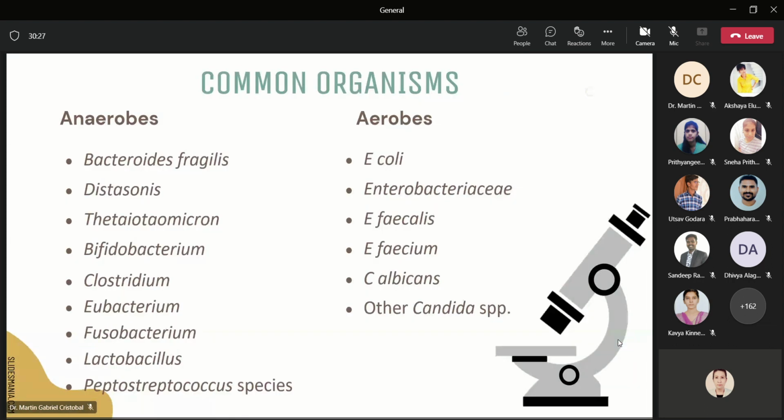So next are the common organisms. These are divided into anaerobes and aerobes. For the anaerobes, we have Bacteroides fragilis, Bacteroides distasonis, Bacteroides thetaiotaomicron, Bifidobacterium, Clostridium, Eubacterium, Fusobacterium, Lactobacilli, and Peptostreptococcus species. For the aerobes, we have Escherichia coli, Enterobacteriaceae, E. faecalis, E. faecium, Candida albicans, and other Candida species.